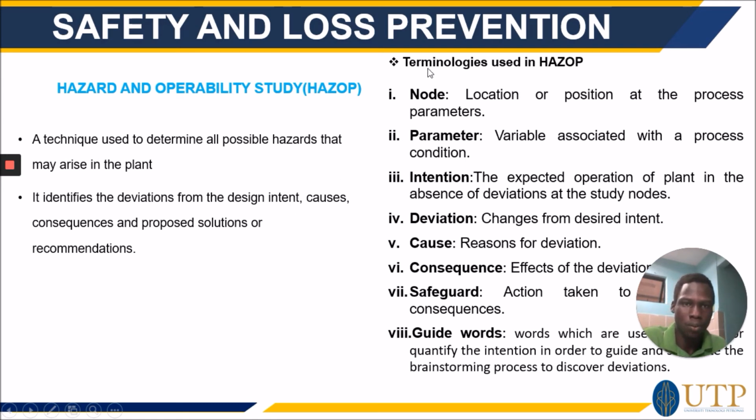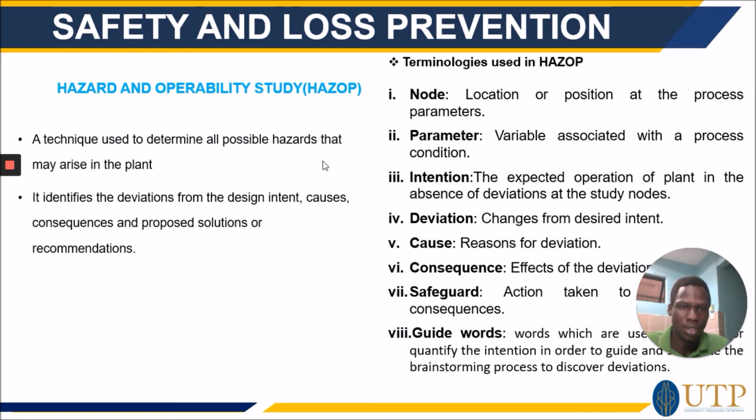In hazard and operability studies, there are many terminologies that are used. These terminologies are defined as below. 1 is node, which refers to the location of the process parameters. 2 is parameter, which refers to the variable associated with the process condition. 3 is intention, which refers to the expected operation of the plant in the absence of deviation at the study nodes.